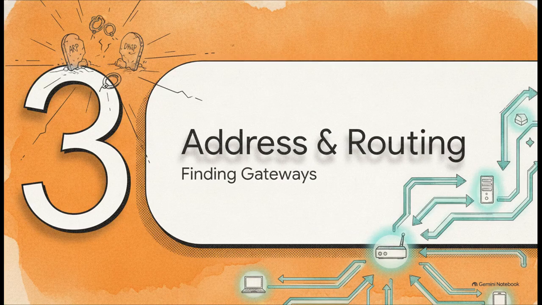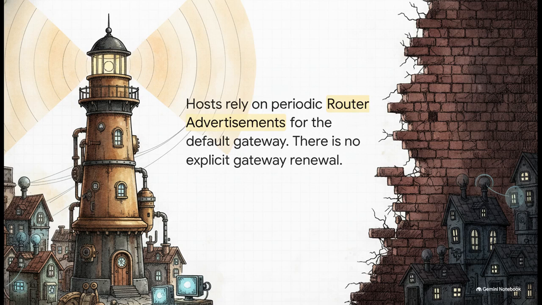All right, Section 3, Address Resolution and Routing. Let's dig into how devices actually find their way around, especially now that our old friends ARP and standard DHCP default routes are completely dead and gone. Back in IPv4, your DHCP server handed you a default gateway, and you just held on to it until the lease expired. Well, in IPv6, that gateway is delivered entirely through periodic router advertisements, or RAs.